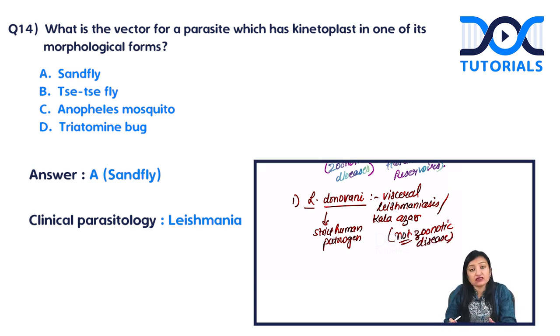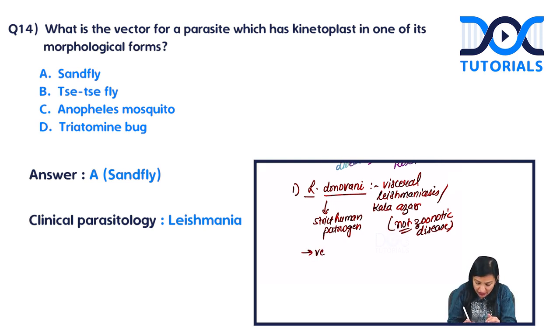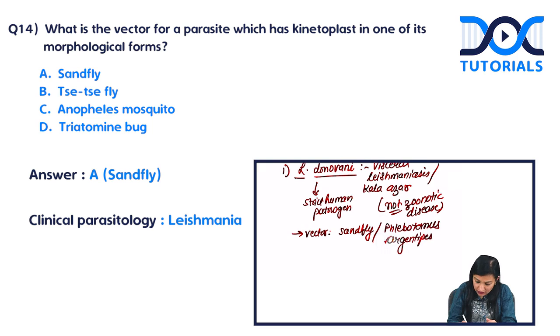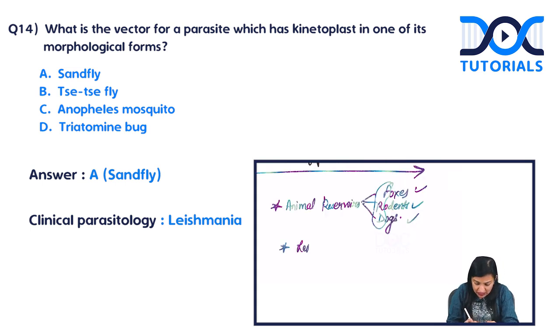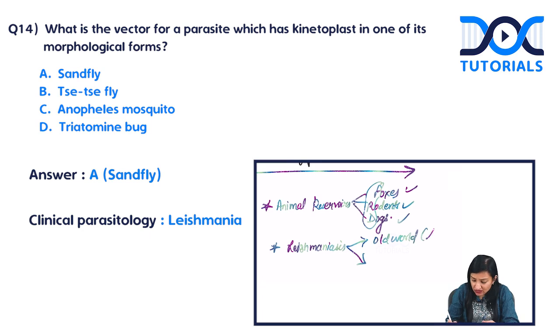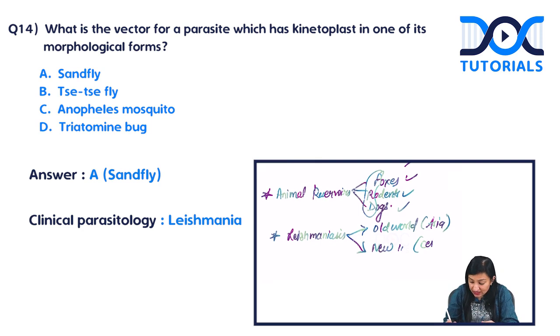Okay, and leishmaniasis is a vector borne disease. The vector over here is the sandfly, that is Phlebotomus argentipes. It is called argentipes, guys, because the wings are silver in color. And remember, leishmaniasis can be prevalent in the old world, called old world leishmaniasis, old world meaning Asia, and new world leishmaniasis meaning the Americas, Central and South America.